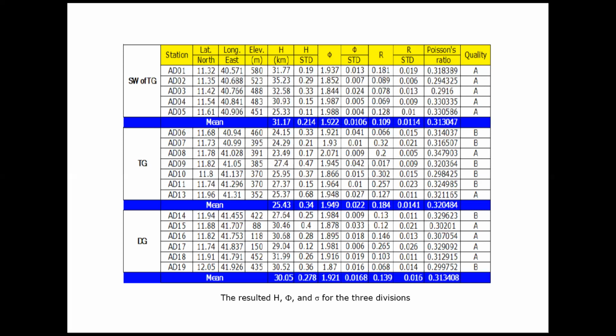And finally, for the Dubi Graben and the adjacent Horst stations, the crustal thickness ranges from 27.64 to 31.99 kilometers. The phi values range from 1.870 to 1.984. The R values observed are from 0.068 to 0.265.